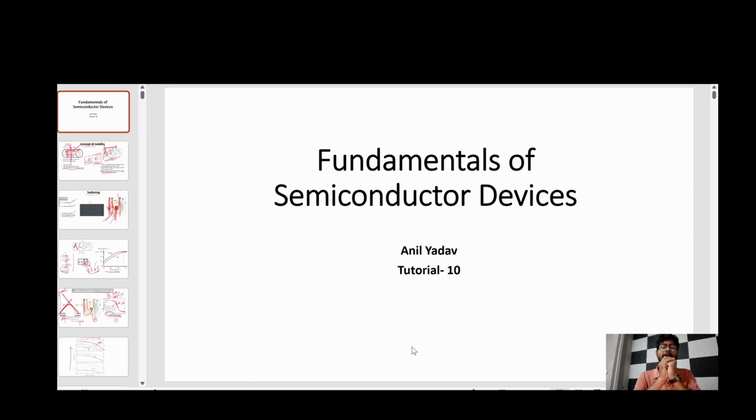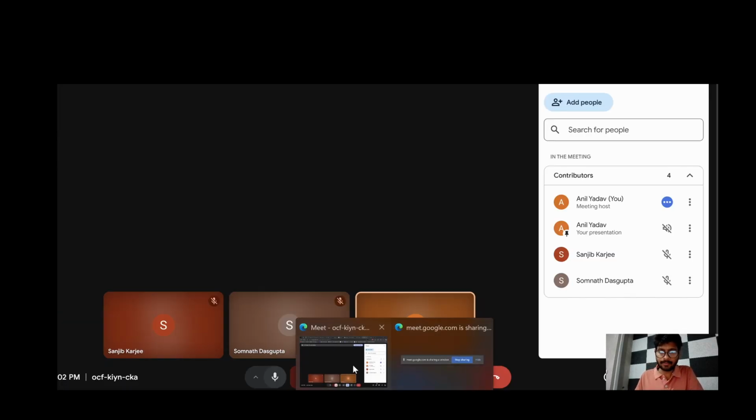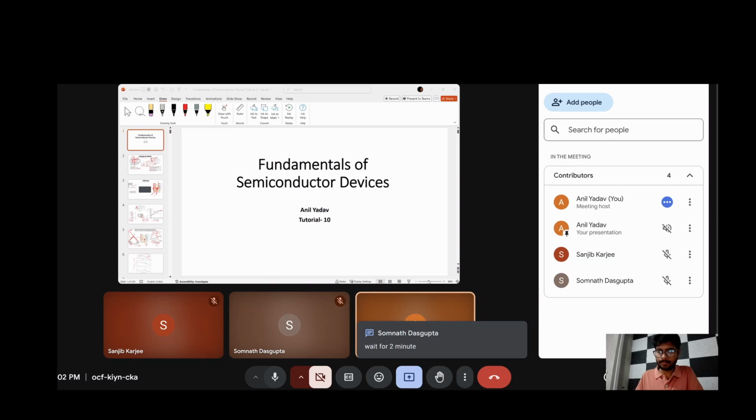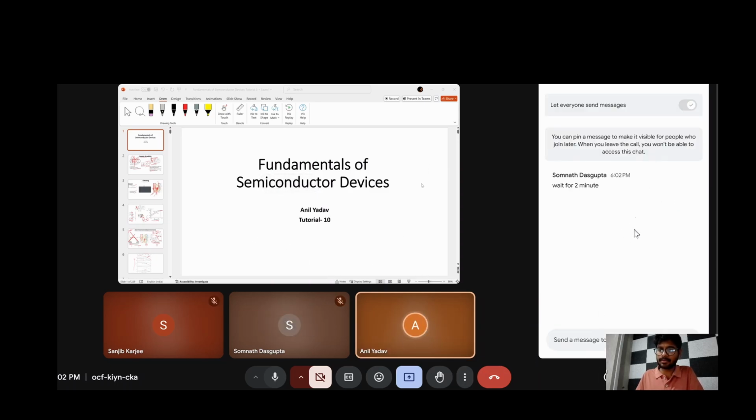I think if you have any doubts, you can ask me or we can start then. Sanjeev asked some doubts. Okay, Somnath, I think, asked for some doubts. Okay, we can wait for you.